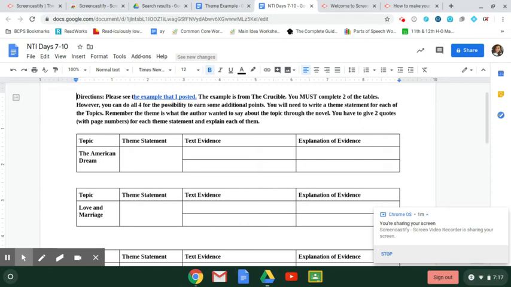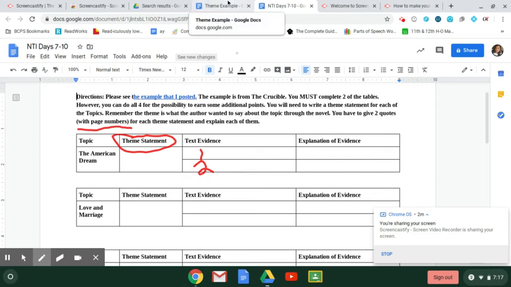Some things that you need to remember is that you will write the theme statement for each of the topics. Right here, you can see it says theme statement, and that is where your theme statement will go for each of the topics. Remember that the theme is what the author wanted to say about the topic throughout the novel. You have to give two quotes with page numbers. Lots of us are forgetting to include the page numbers. So quote one would go here, and quote two would go here.